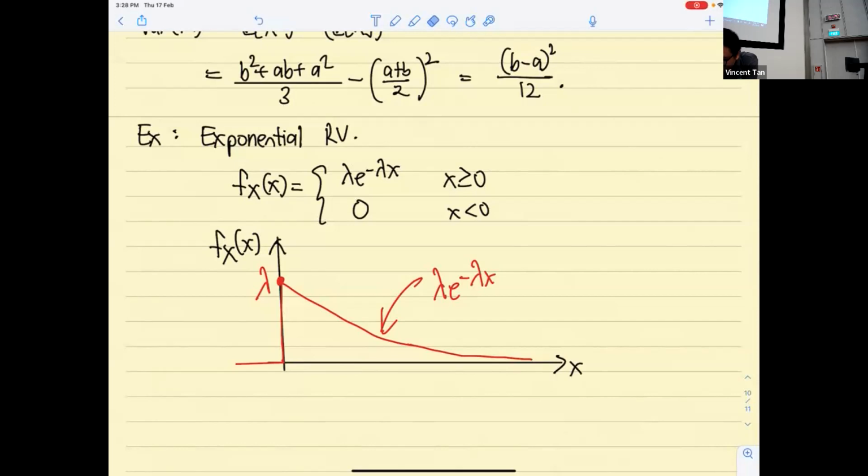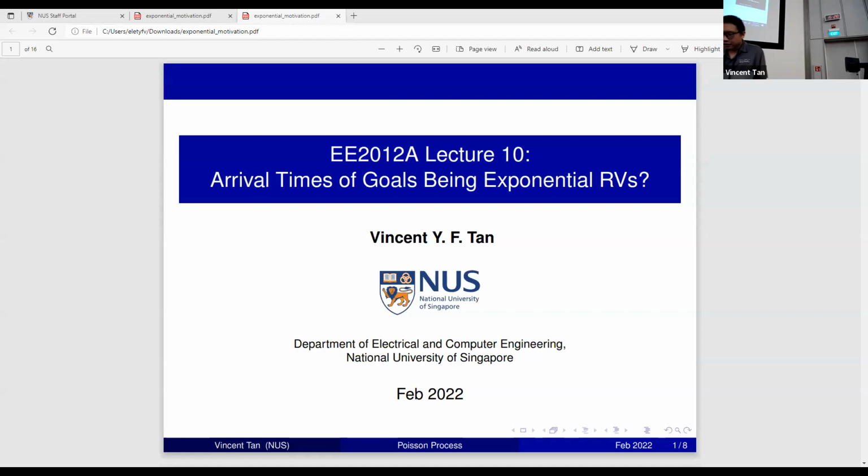Here is my motivation for exponential random variables. We are interested in the arrival times of goals in football games. Are the arrival times of goals exponential random variables?